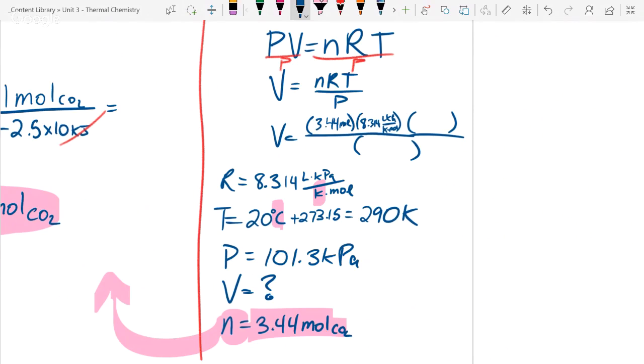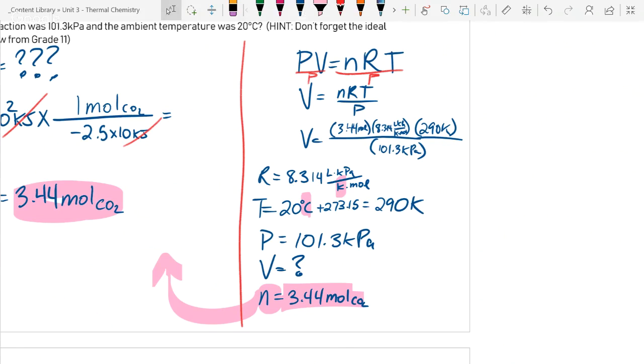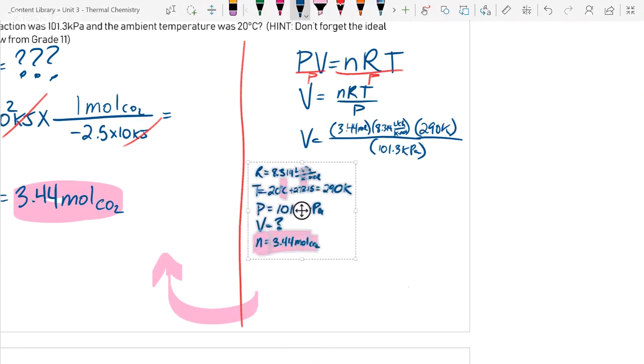What's my temperature again? What's my temperature here? 290 Kelvin. Good. And down here? Awesome. All right, and I wish I'd made all this stuff a little smaller, but go ahead and do that calculation for me, please.